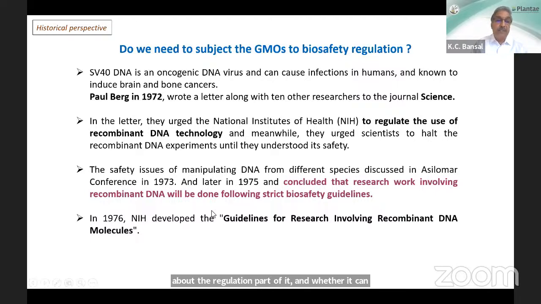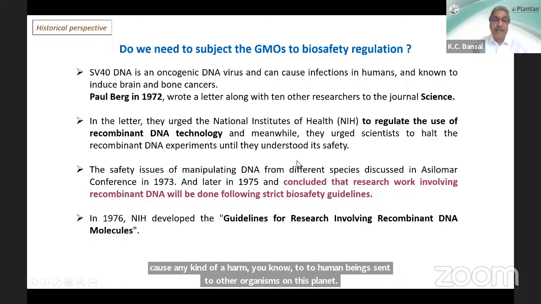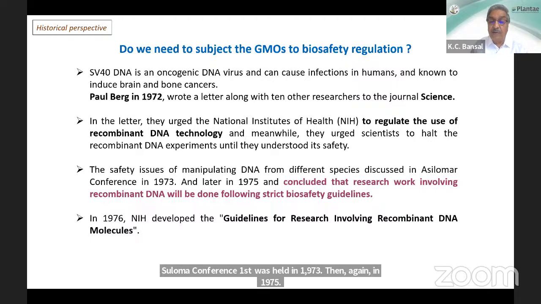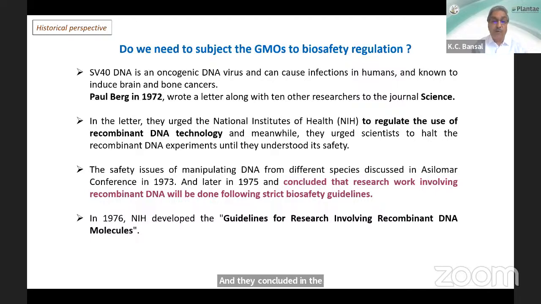So therefore, the safety issues of manipulating DNA from different species were discussed in a few conferences in Asilomar. For example, the Asilomar conference was first held in 1973, then again in 1975. And they concluded at the 1975 conference that research work involving rDNA technology will be done following strict biosafety guidelines.